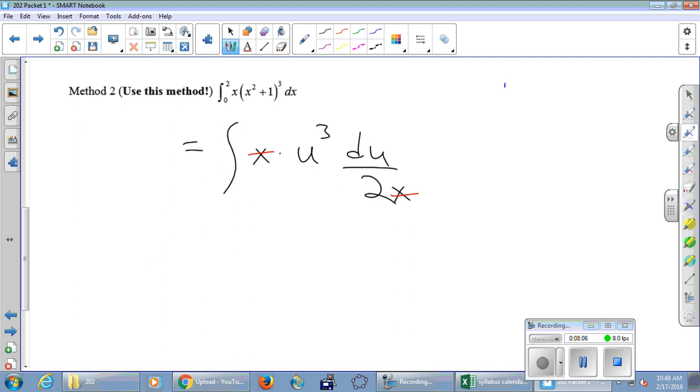So I'll remind us that the very first thing we wrote here was u equals x squared plus 1. So all we need to do is change the x's to 0 and 2. Those are the original x limits. If x is 2, how much is u? 2 squared plus 1 is 5. If x is 0, how much is u? 1. And so the correct limits on this u integral, 1 and 5.